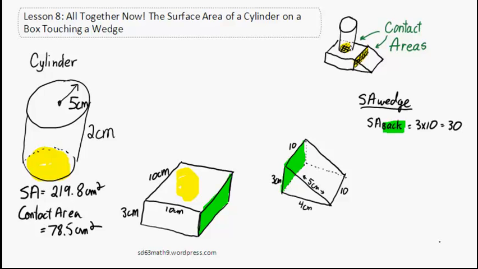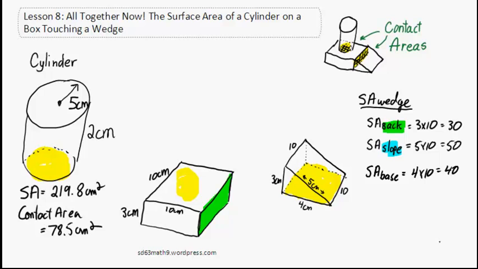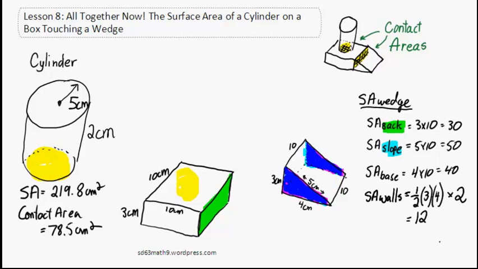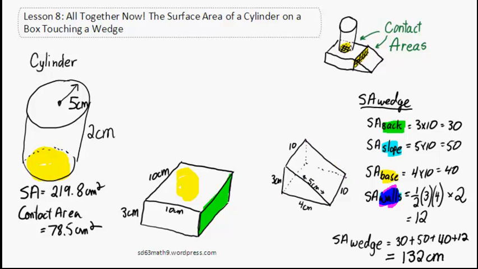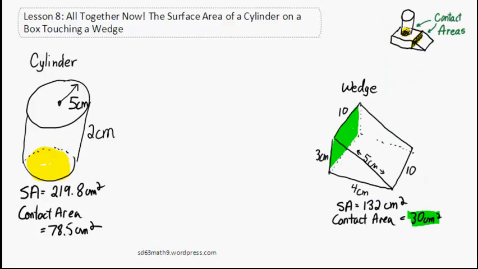Now let's look at the surface area of the wedge. The surface area of the back is 30. The slope is 50. The base is 40. And the two triangular walls together are 12. So the surface area of the entire wedge is 132 centimeters squared. Note that the area of contact, the area shown in green on both the wedge and the box, is 30, and we just need to keep that in mind. Here, let me summarize. The wedge has a surface area of 132 centimeters squared, and the contact area is 30 centimeters squared.